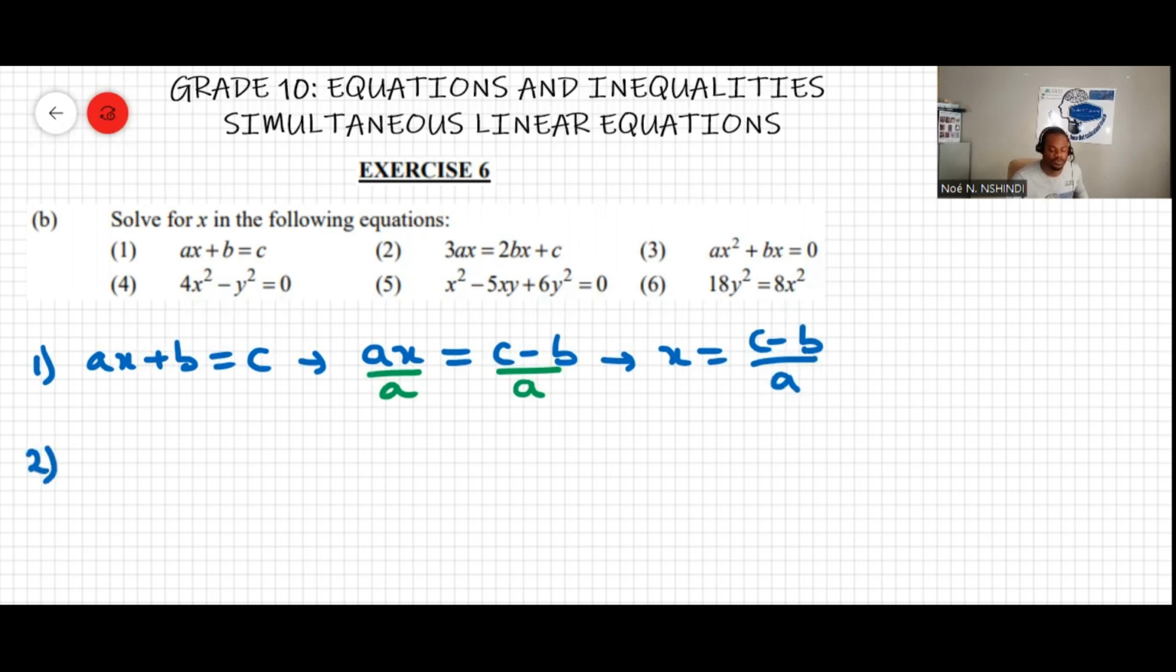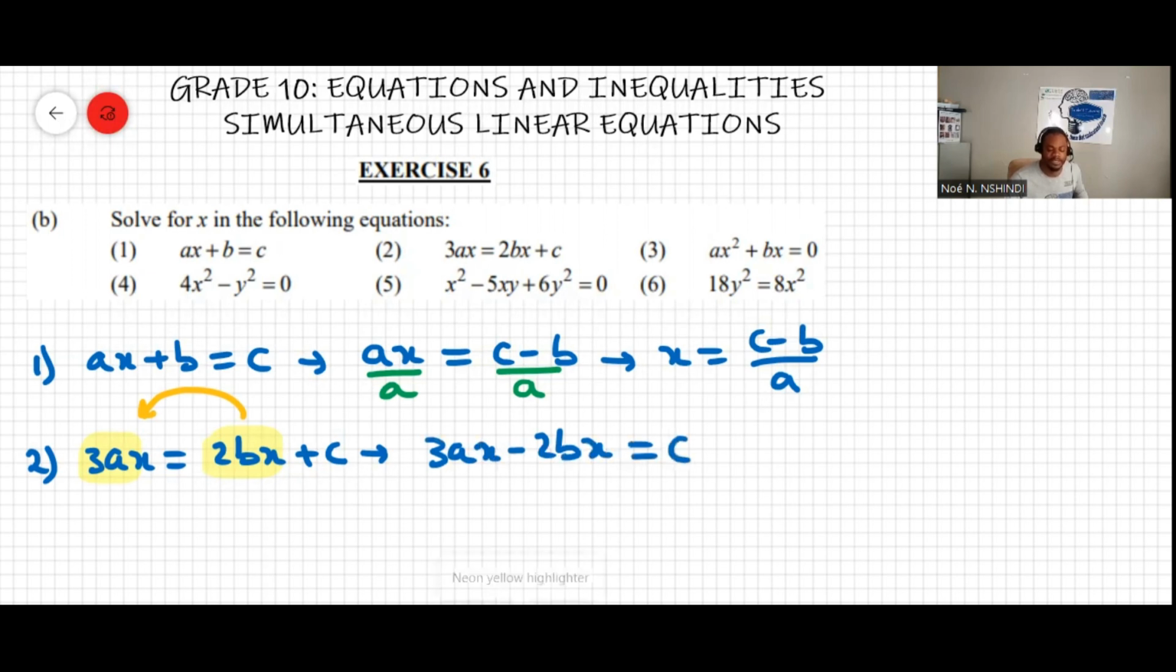And question 2, we have 3AX equal to 2BX plus C. So in this case, we need to make X the subject of the formula, right? Now we have 2BX here and then 3AX there. So rather move this over, okay? Because it is expressed in terms of X, so this will be like 3AX minus 2BX equal to C.